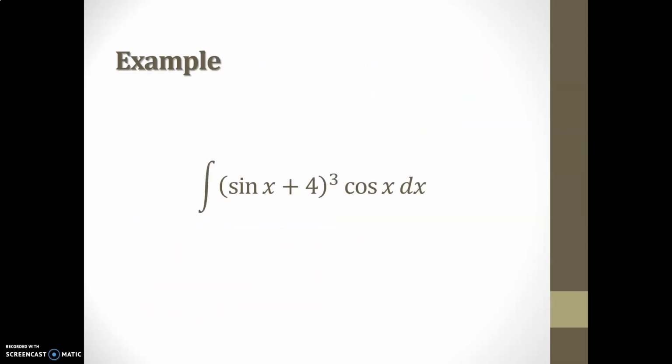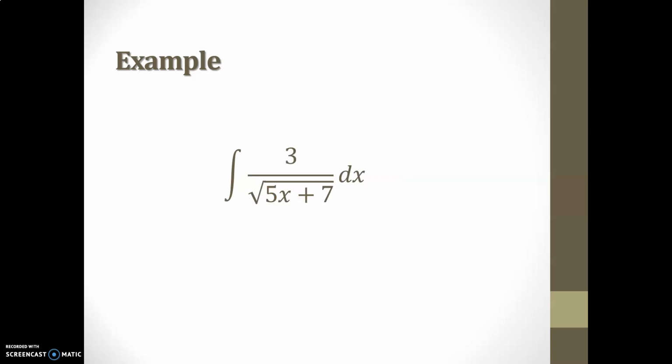For instance, in the integral that's presented right now, sine of x plus 4 happens to be an inner function. It's contained in the power 3. Its derivative, sine x plus 4 prime, happens to be cos of x. So there are two good reasons to pick sine of x plus 4 as your u in this case.